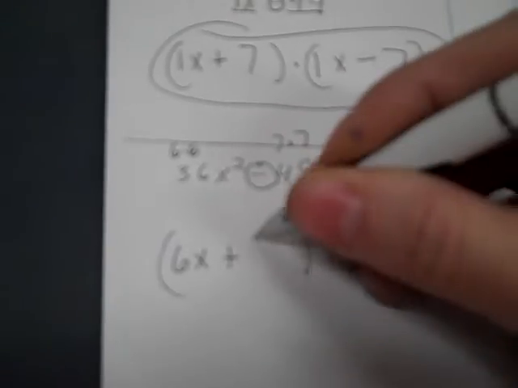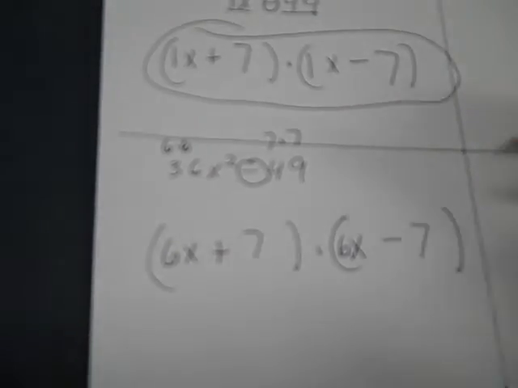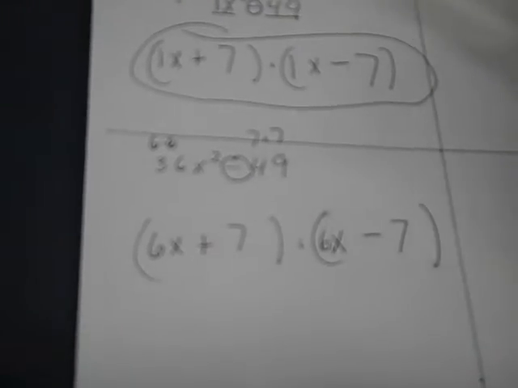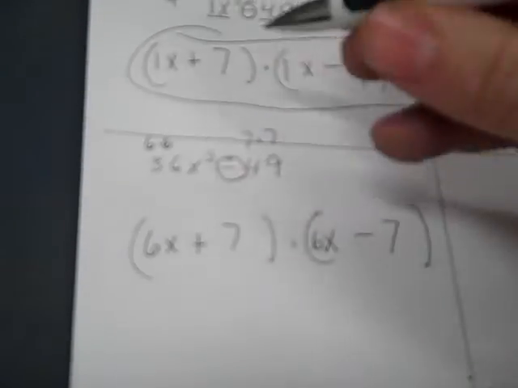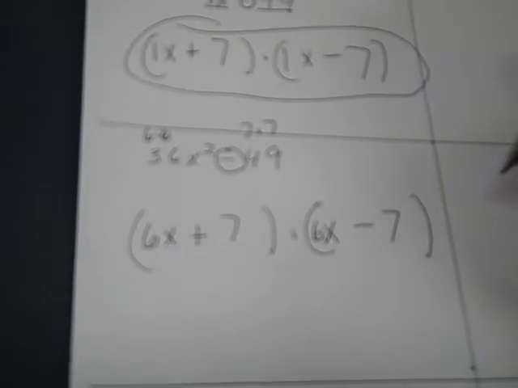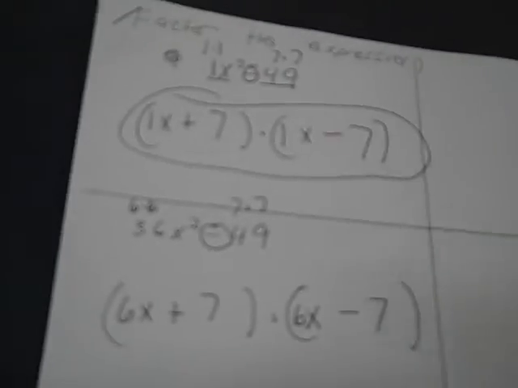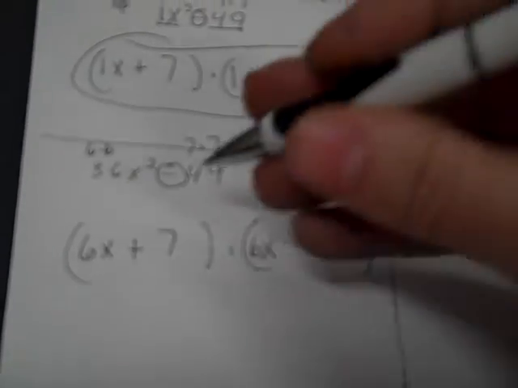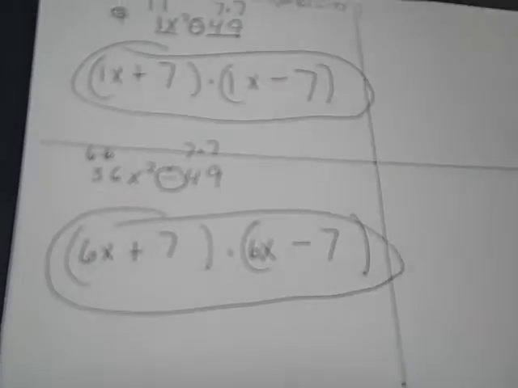Okay, so I put the 7 and the 7 after the plus and after the minus. So we have 6x plus 7 times 6x minus 7. If you rainbow these out, then the x to the first will be deleted. That's what we have.